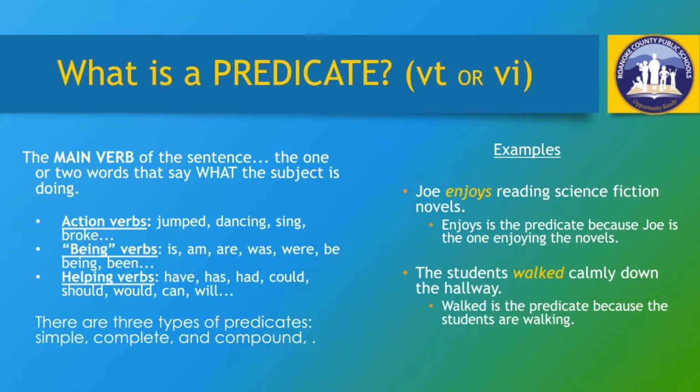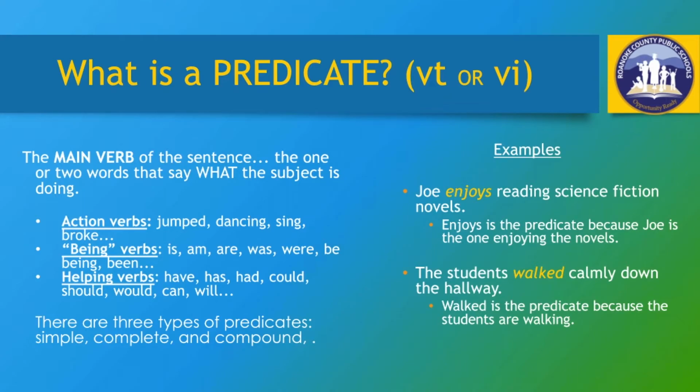Okay, so let's go over predicate. Predicate is basically a really fancy word for saying verb. Okay, so it's the main verb of the sentence, the one or two words that say what the subject is doing. So we have our action verbs, our being verbs, and our helping verbs, all of which we went over with our parts of speech lesson. So you should know what those are, but you need to ask yourself, what is the subject doing?